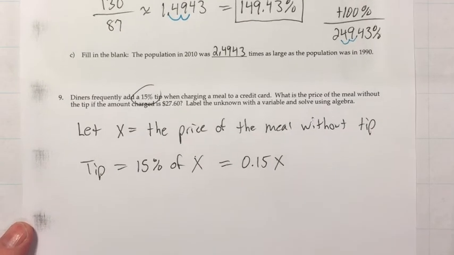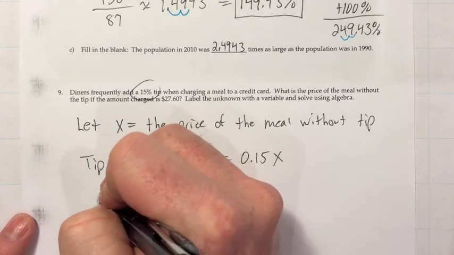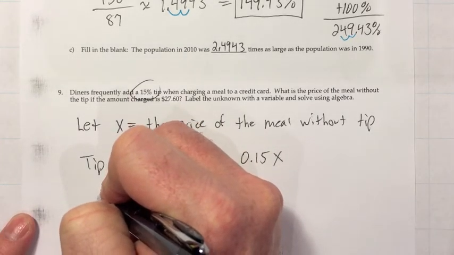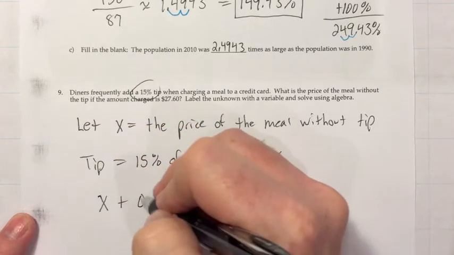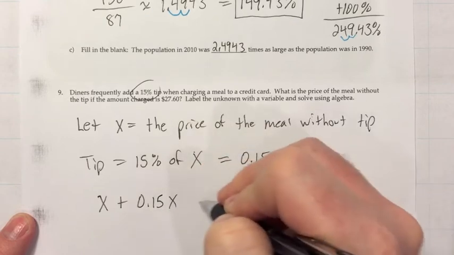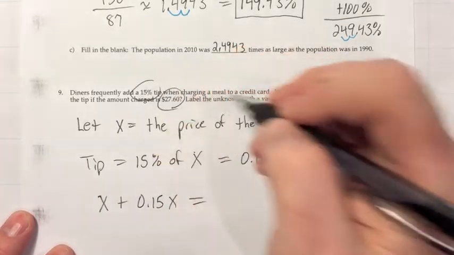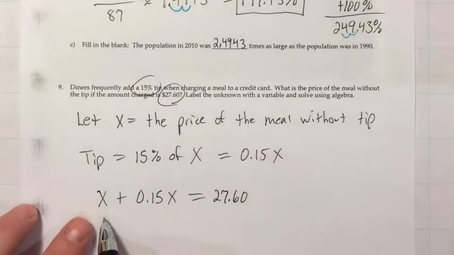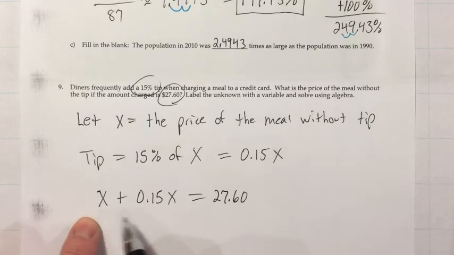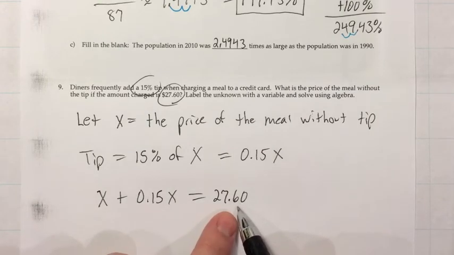So when we go to put the amount on the credit card, what do we have to pay for? Well, we have to pay for the meal. So we're going to take that x, and then we're adding the tip on, so 0.15x, and then that's going to be equal to the total of what we pay, and they say that was $27.60. So there's our equation. We have to pay for the meal, which was x. We have to pay for the tip, which is 15% of that, and that gives us our total on the credit card bill of $27.60.